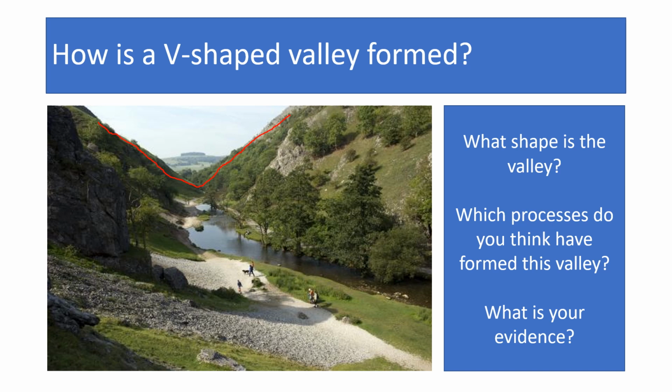Now, to answer the last question, what is the evidence? Well, some clear evidence that you can see here is this. This is what we call a scree slope. And there'll be one round about here behind these trees as well. What's happened is weathering has taken place on the rocks above, freeze-thaw, biological, and it's chipped off material, and then that material is slowly working its way down, slowly via gravity to the river.